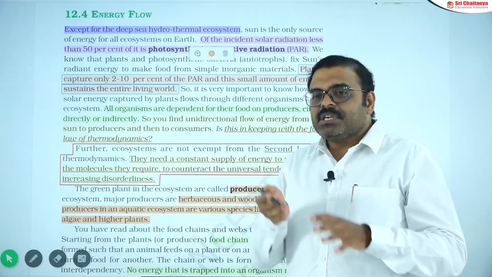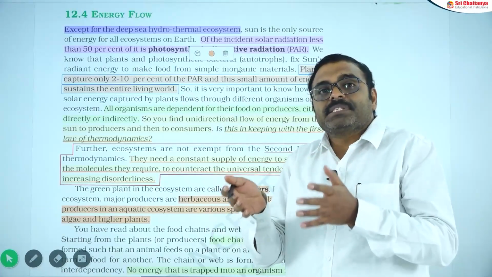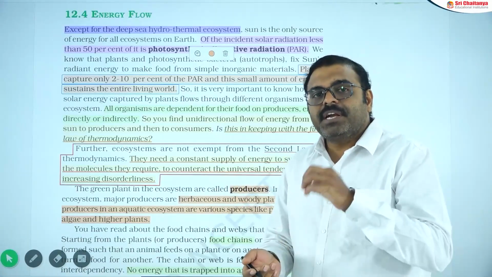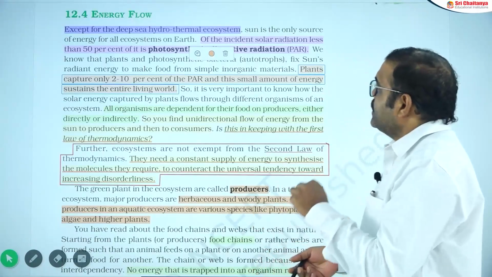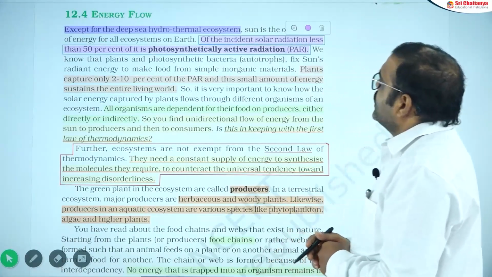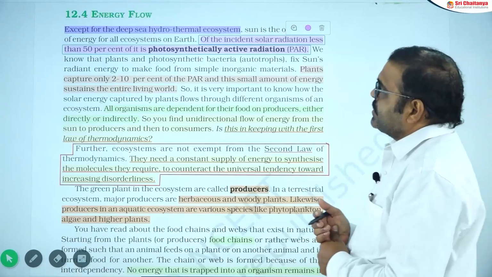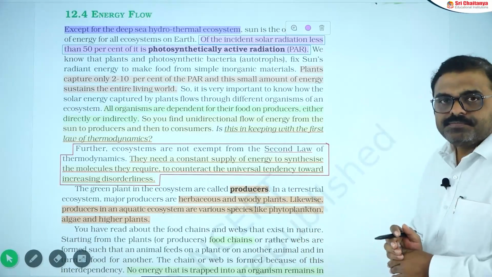This exemption means these organisms have no awareness of the presence of the sun, because they live very deep, where sunlight does not penetrate or reach. In this condition, what we need to understand is that of the incident solar radiation, less than 50% is photosynthetically active radiation that can be converted.